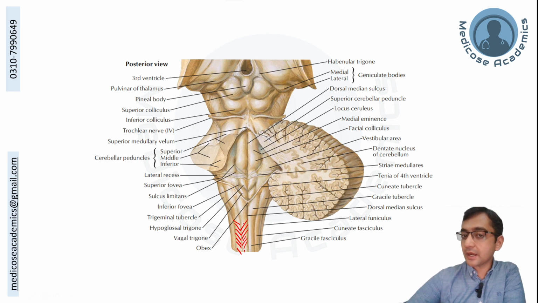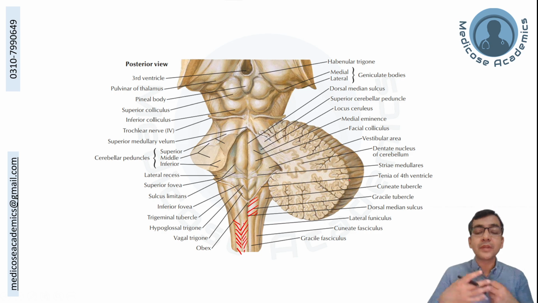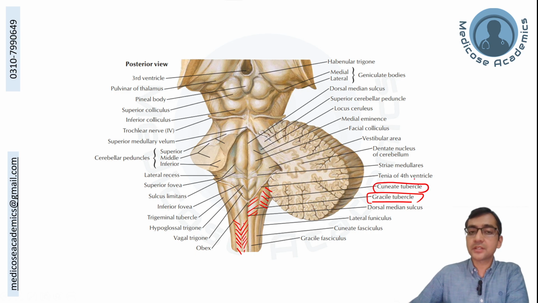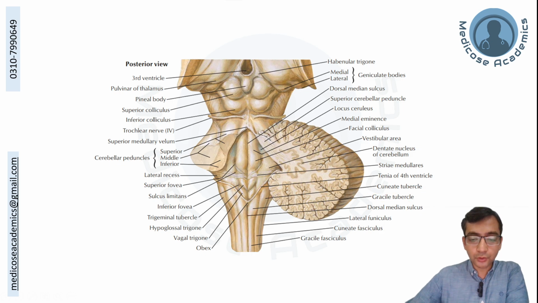Both of these can be seen extending upwards, and they expand upwards and are seen as dilated areas. So this dilated area on the medial aspect is the nucleus gracilis, giving rise to the raised area, the tubercle, the gracile tubercle. So this is the gracile tubercle, and on the lateral aspect, in continuation with the cuneatus tract, this is the cuneate tubercle. Beneath it there is nucleus cuneatus. So here there is the gracile tubercle and cuneate tubercle.